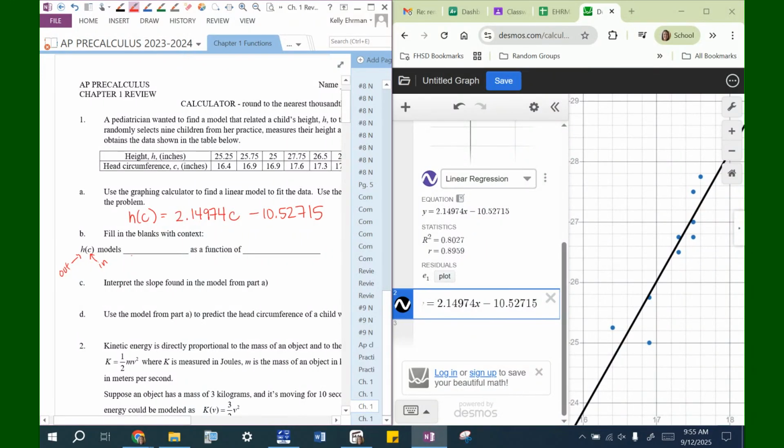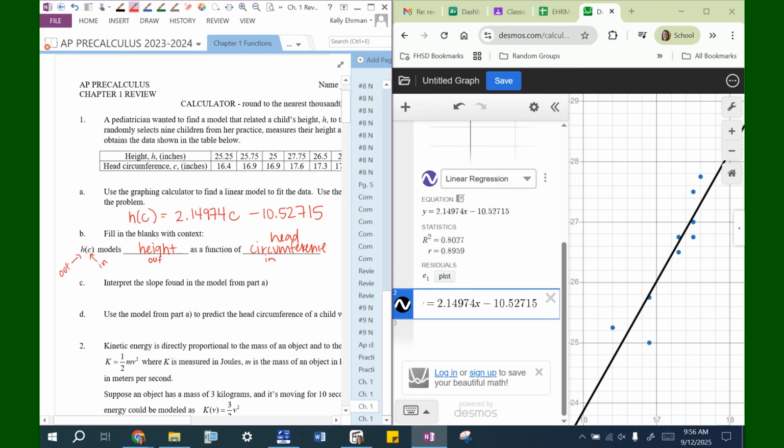What does H of C model and what is it a function of? So remember, you're just modeling output as a function of the input. So what is the output? Height as a function of head circumference. Okay, that's it. Interpret the slope found in part A.